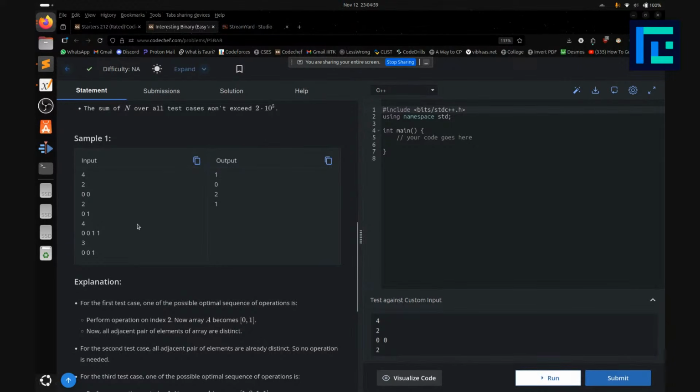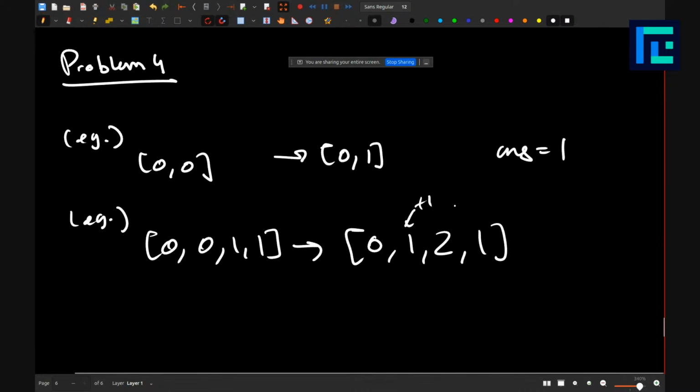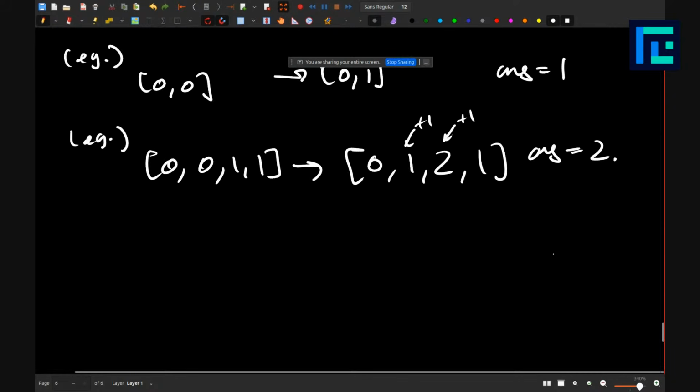Okay, another example, let's take the example 0 1 0 0 1 1. So 0 0 1 1. Now here we have 0 0, so we'll make this 0 1, and now we have another 1, so we'll make this 2 and 1. Okay, so this will take 1, this will take 1, so our answer is going to be equal to 2, right? And that's about it.